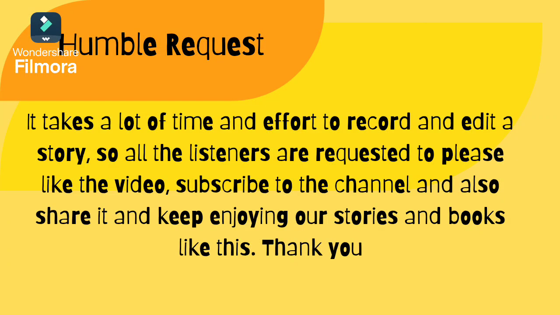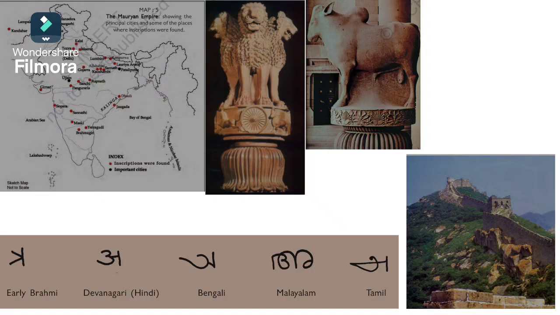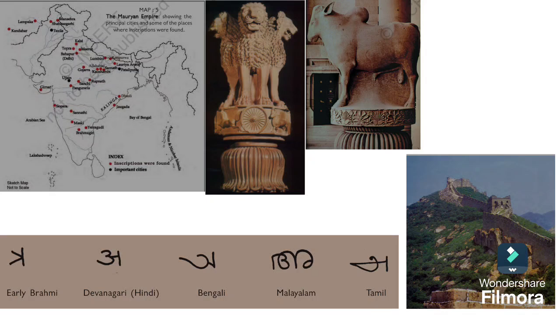CIET NCERT presents Audiobook of History for Class 6th entitled Our Pasts 1. Page number 67. Chapter number 7. Title: Ashoka, the Emperor who gave up war.